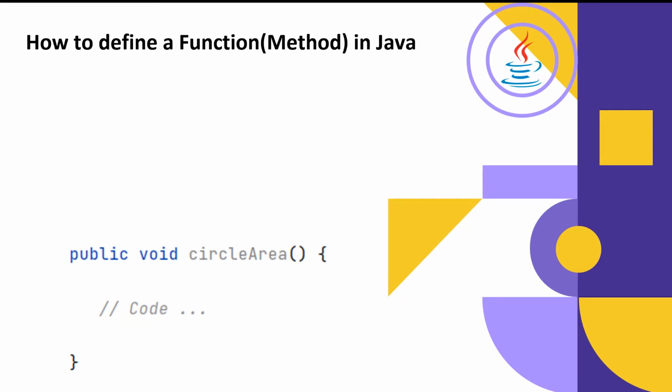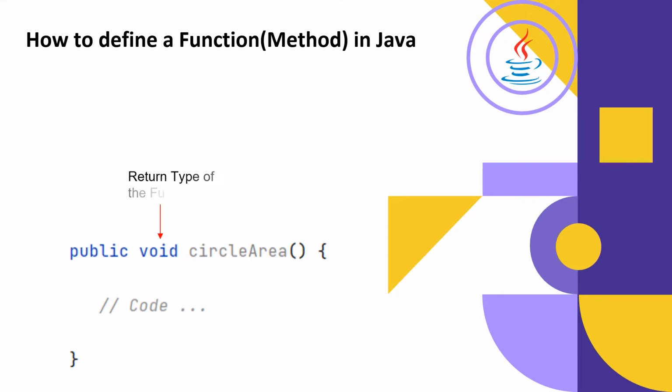We start by specifying the return type of the function. Some methods return a value like a number, a string, and so on. But some of them don't return anything. So, the return type of these methods is void. Void is a reserved keyword in Java.